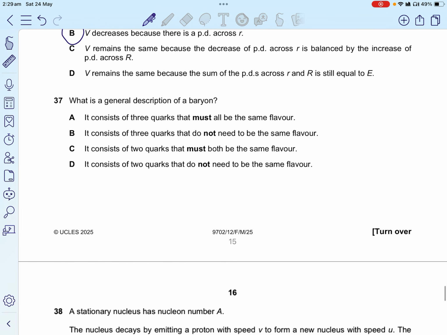36B. 37. What is the general description of a baryon? Now, baryon falls in a category which is called hadrons. Hadrons consist of baryons and mesons. So basically, baryons have three quark particles which do not need to be the same flavor, but it's not a must. They can be of the same flavor, but they do not need to be. So that's why 37 is B.